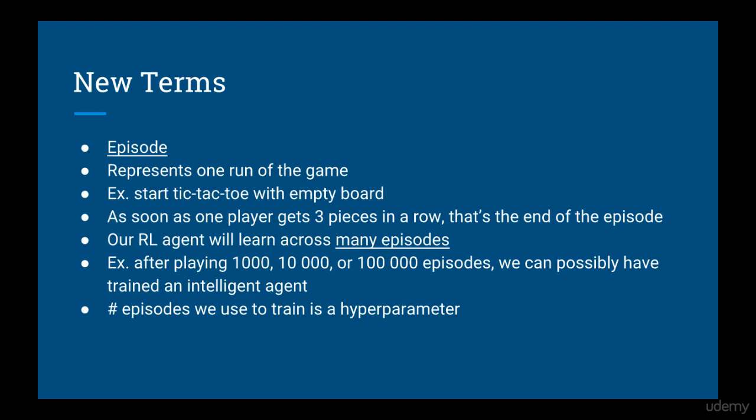As you can imagine, our reinforcement learning agent will learn across many episodes. So for example, after playing 1,000 or 10,000 or 100,000 episodes, we can possibly have trained an intelligent agent. How long it will take, of course, is a hyperparameter, and that depends on the game being played, the number of states, how random the game is, and so on. You should be used to hyperparameters if you've taken deep learning courses in the past.